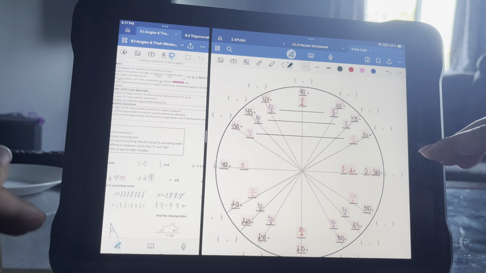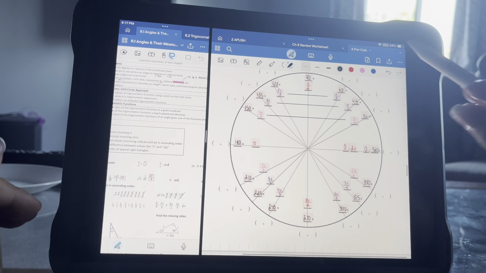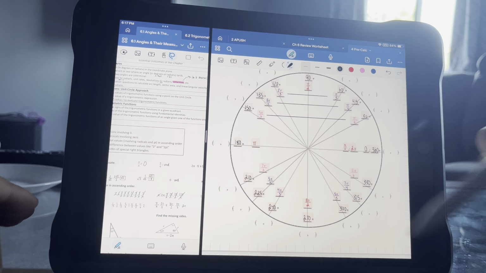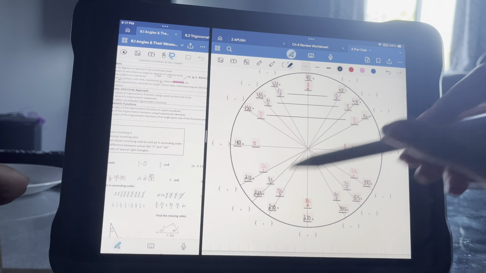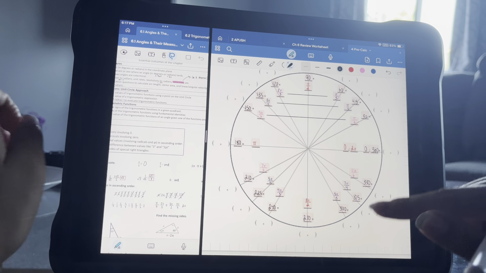So just take some time to study this. And another thing is all the 45-degree angles end in the number 5. Everything else ends in a 0, but the 45-degree angles, 45, 135, 225, and 315, end in 5s. Might make it a little easier to visualize.